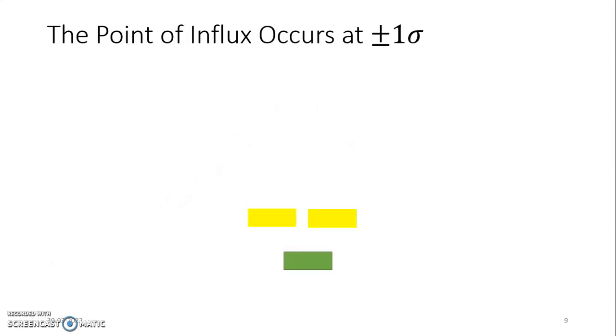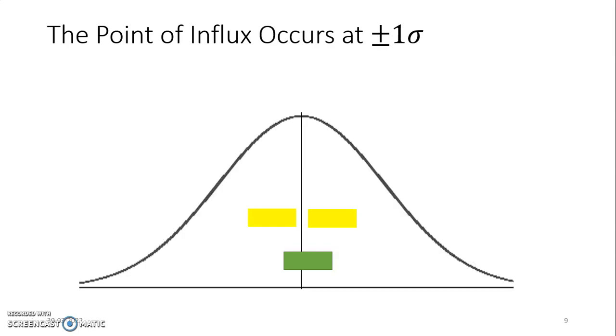The point of inflexion occurs at plus or minus 1 sigma. We'll see the next one. The point of inflexion occurs at plus or minus 1 sigma. If you see the normal curve here, these two lines are at a 1 sigma distance.